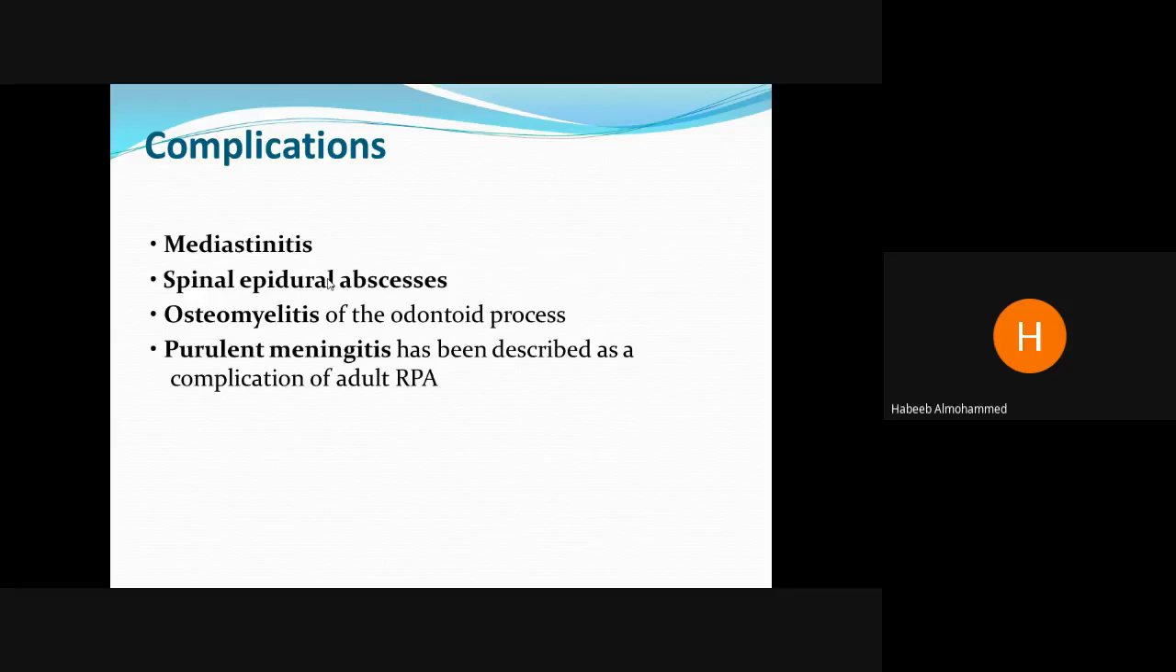Mediastinitis, spinal epidural abscess, osteomyelitis of the odontoid process, and virulent meningitis have been described as complications of adult retropharyngeal abscess. Again and again, you have to consider that upper airway obstruction is the most important and most significant complication following deep neck space infection.